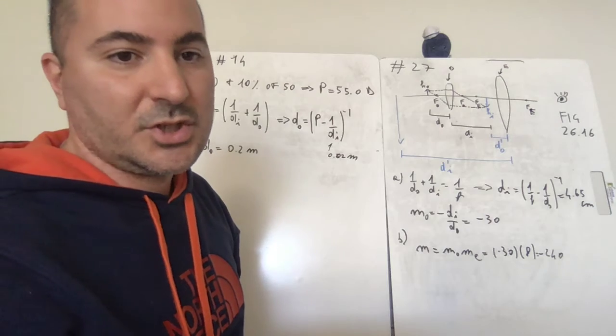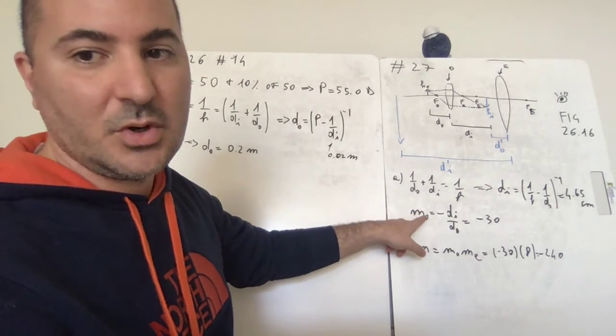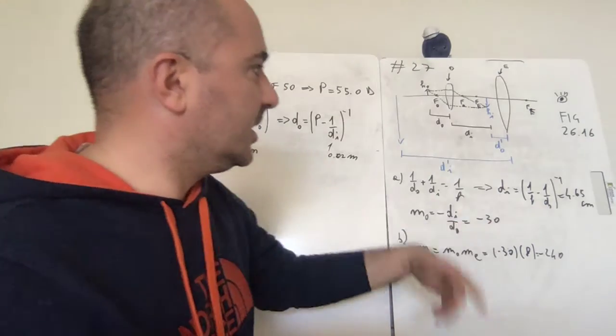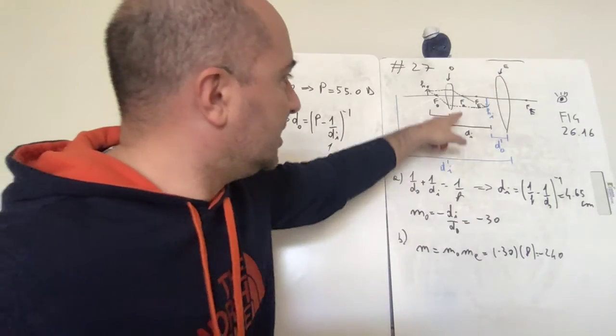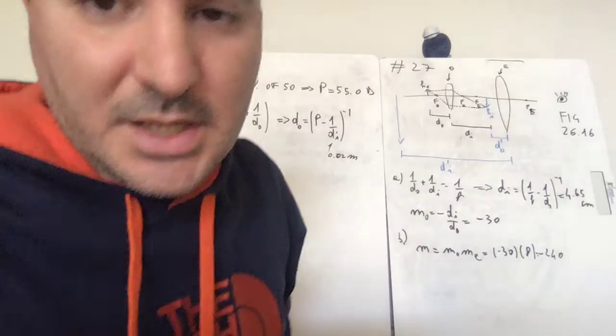The question is, what is the magnification? Well, the magnification of the objective lens, MO, is minus DI over DO, which is minus 30. As we expected, the image is bigger and upside down. That's why the minus sign.